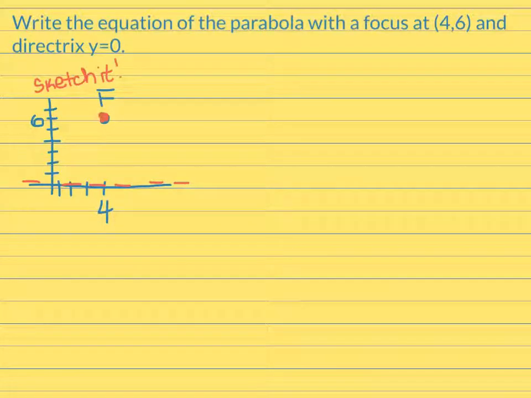And now I can look at this and I can locate my vertex, because even though they didn't give us the vertex, we know that it has to be halfway between. So halfway between 0 and 6 is 3. That has to be the vertex. So now we know where the vertex is. Write that down.